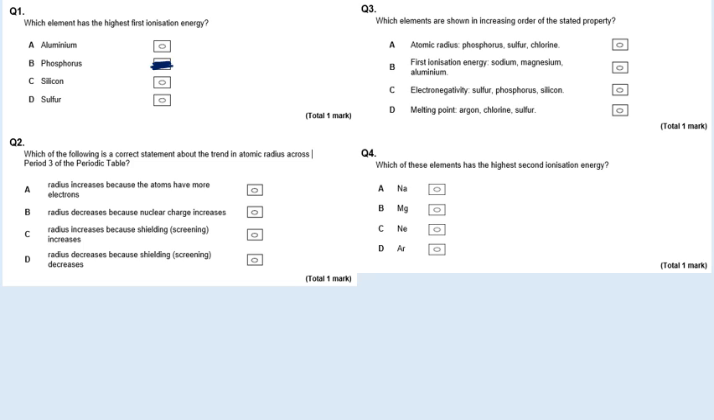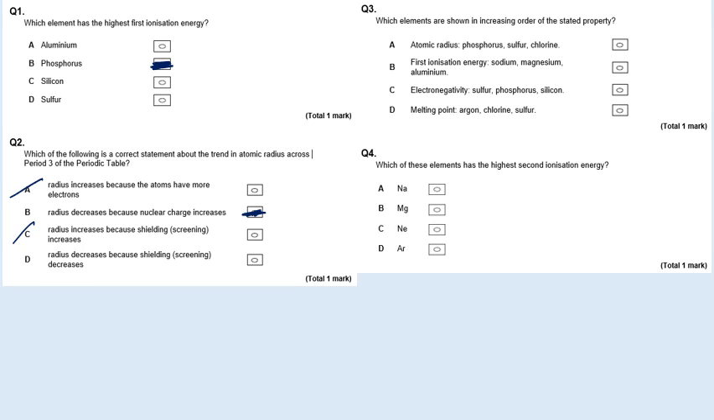Question 2. Which of the following is the correct statement about the trend in atomic radius across period 3? Well, the radius definitely decreases, so we know it's not A or C. And then we're looking for the explanation. Radius decreases because shielding decreases. Well, no, it doesn't. Shielding remains similar. It decreases because the nuclear charge increases. The answer here is B.